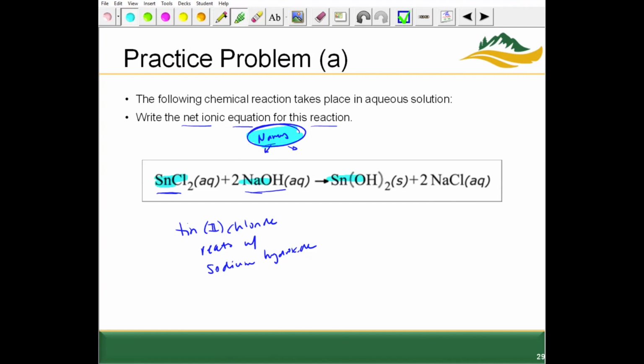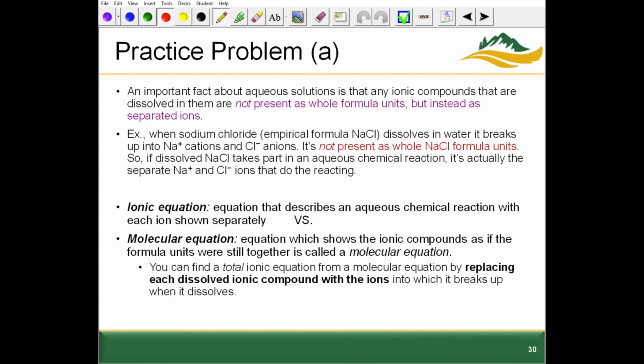Here in this practice problem, we're given this reaction, which already contains the chemical formulas. So now we're going from there, but do feel comfortable starting with names here as well, instead of the full compounds already written out. Before going into writing out the net ionic equation, I want to give a little bit more background, then we'll solve it. An important fact about aqueous solutions is that an ionic compound present when it's dissolved will not be present as whole formula units, but instead as separated ions.